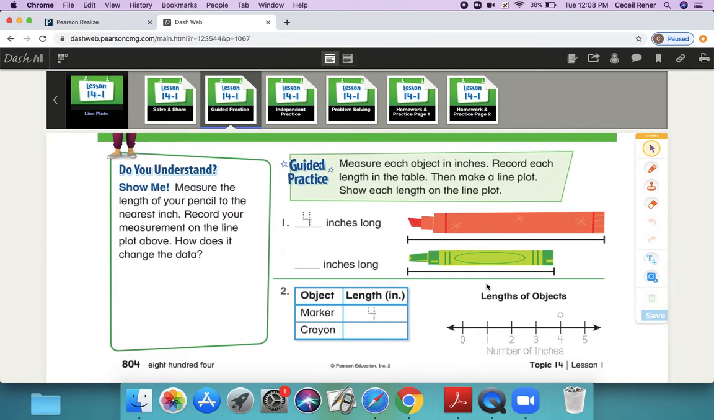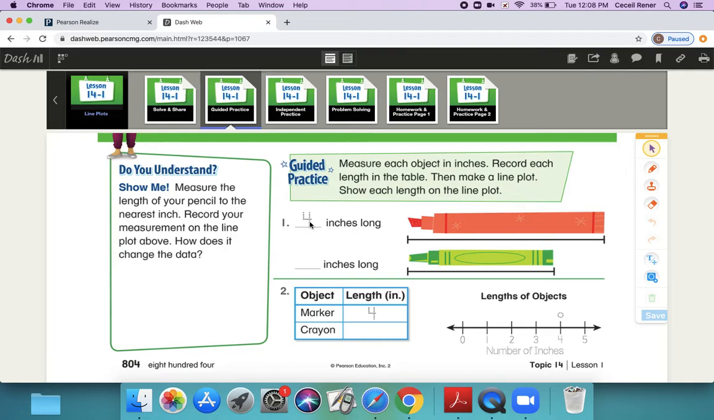It says, measure each object in inches. Record each length in the table. Then make a line plot. Show each length on the line plot. Okay, so they measured the first one for us. They measured the marker. The marker is 4 inches long. I want you to trace over the 4 for me.